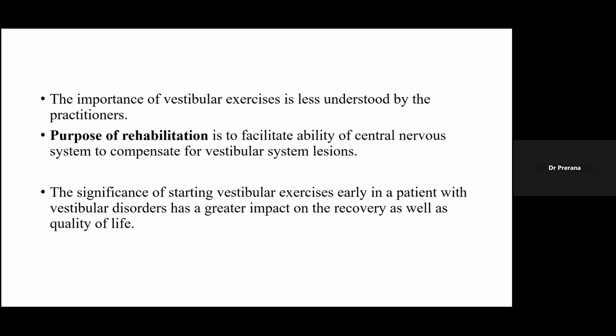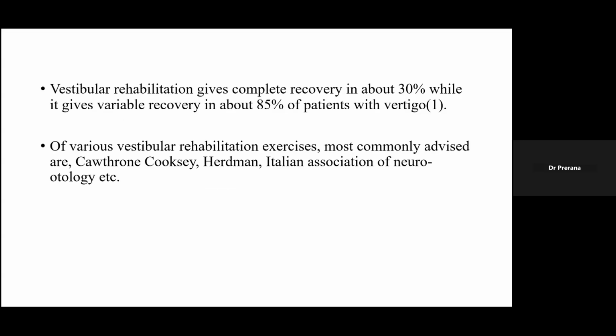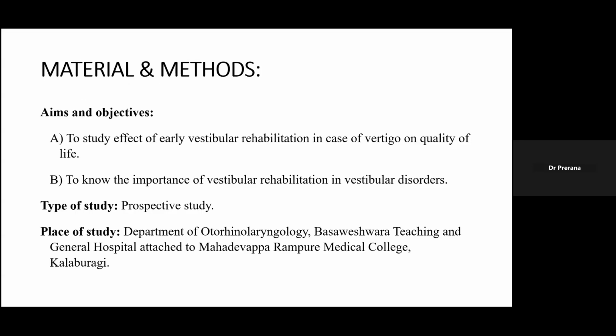The purpose of rehabilitation is to facilitate the ability of the central nervous system to compensate for vestibular system lesions. Starting vestibular exercises early in a patient with vestibular disorders has a greater impact on recovery as well as quality of life. Vestibular rehabilitation gives complete recovery in about 30%, while it gives variable recovery in about 85% of patients with vertigo. Of the various rehabilitation exercises we know, the most commonly advised are Cawthorne-Cooksey, Herdman, the Italian Association of Neurology, etc. Routinely, we advise patients to follow the Cawthorne-Cooksey exercises.